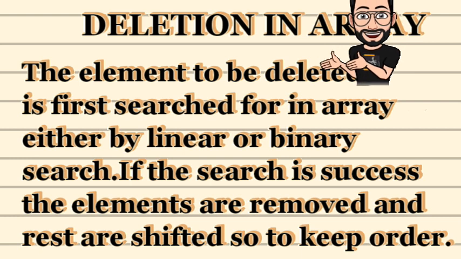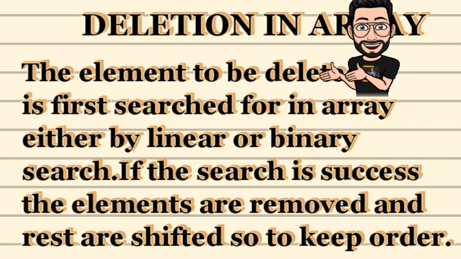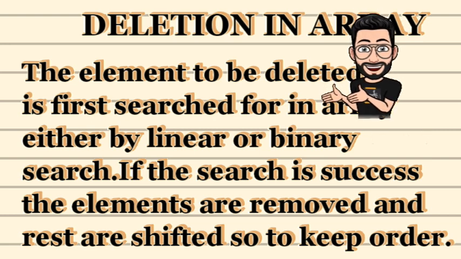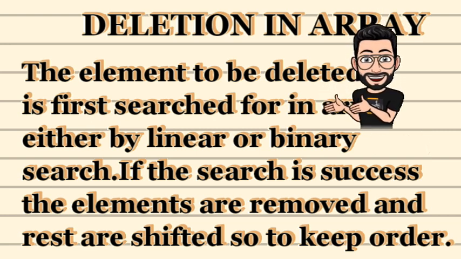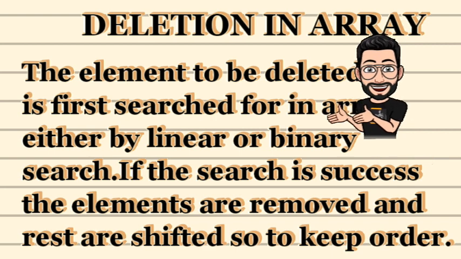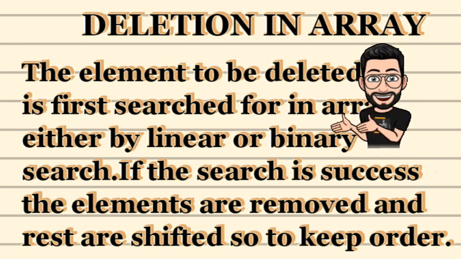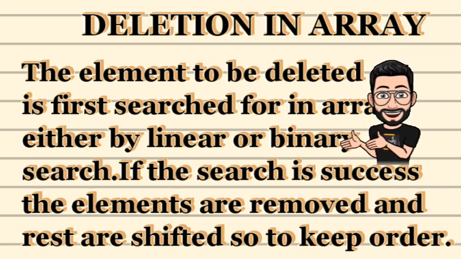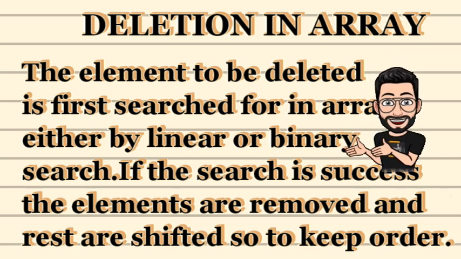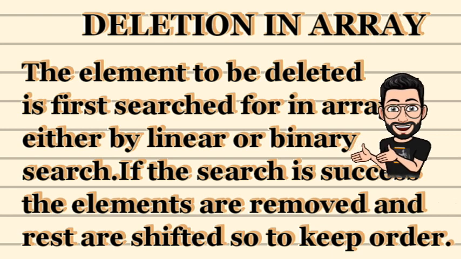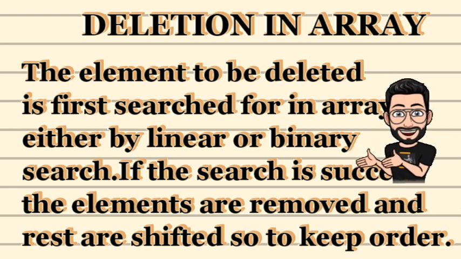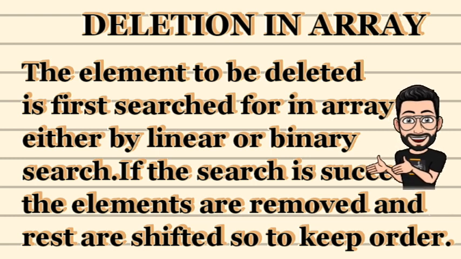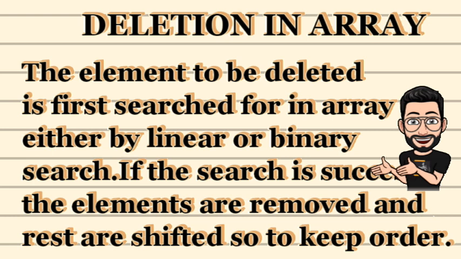So now, coming first to what we mean by deletion in an array. When I'm talking about deletion in an array, it means I want to delete some content that is already present in the array. Whenever I perform deletion in an array, the first and foremost thing to keep in mind is that I need to perform searching in the array. Searching is of two kinds: linear search and binary search. If you do not know how we perform searching in an array, you can watch the video in which I explained how we perform linear as well as binary search.